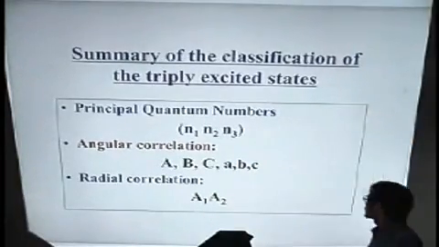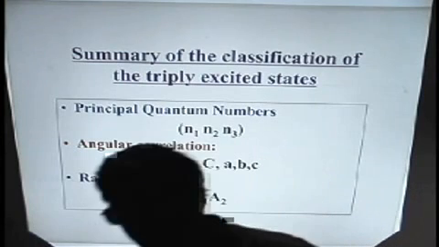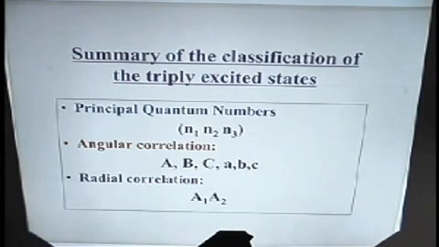Let me summarize the classification of triply excited states. The principal quantum numbers are still okay, but to describe angular correlation, we introduced this ABC type for the basic angular correlation, and also small abc for the excited motion of excited states in angular variables. Then we introduced radial correlation. We introduced two A's to describe radial correlation.